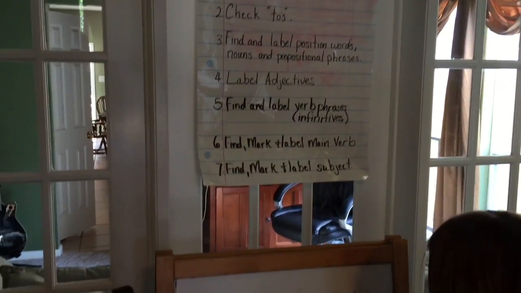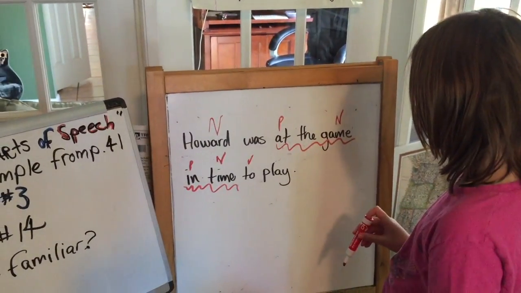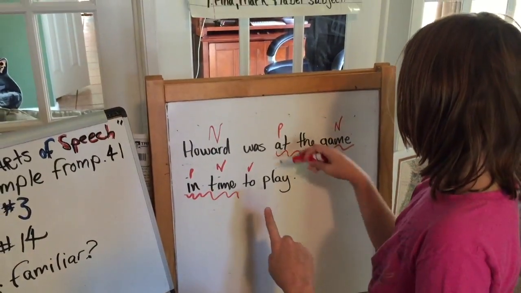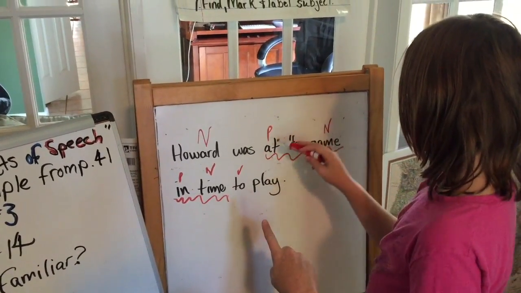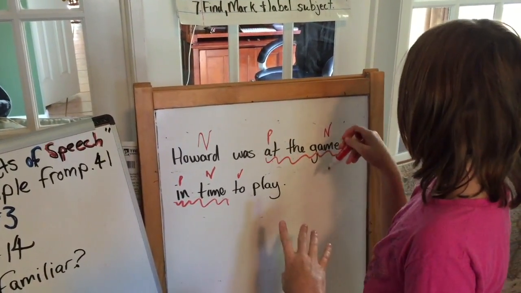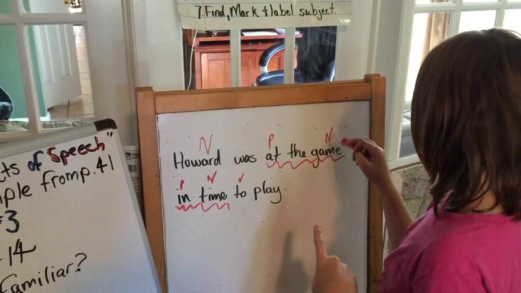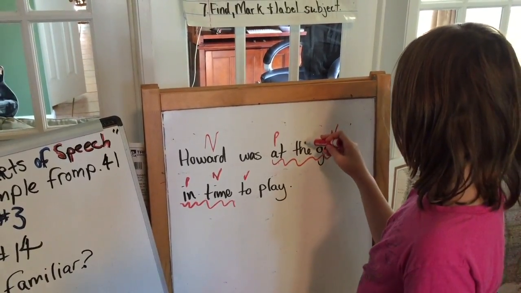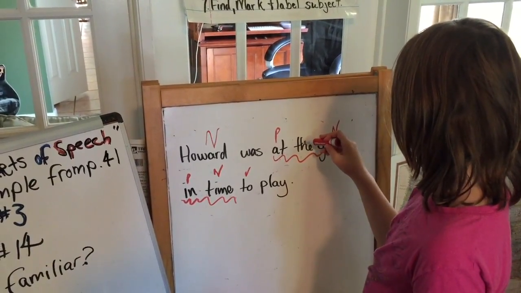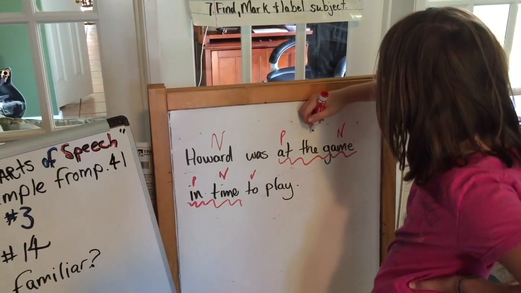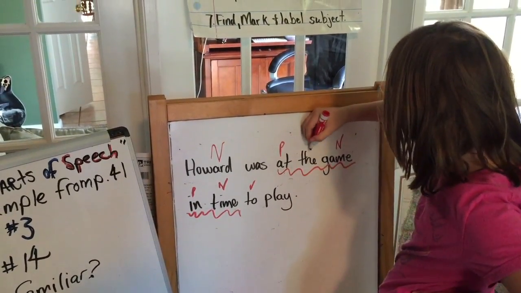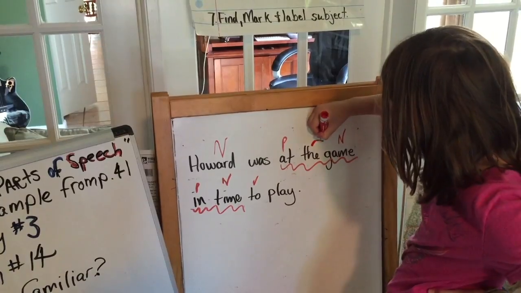Label the adjectives. Good. Do you see any adjectives? Howard, you said, is a noun. Was, is that an adjective? No. The is not labeled. What is the? It's an adjective. Okay, that was the article adjective. What word does it modify? Game. Good. It tells which game. Good job.